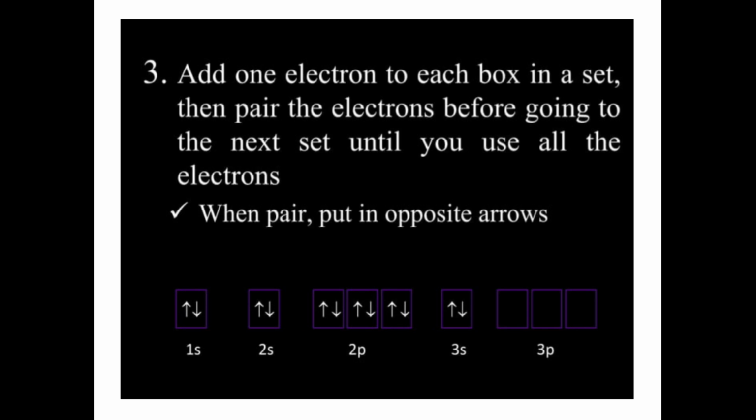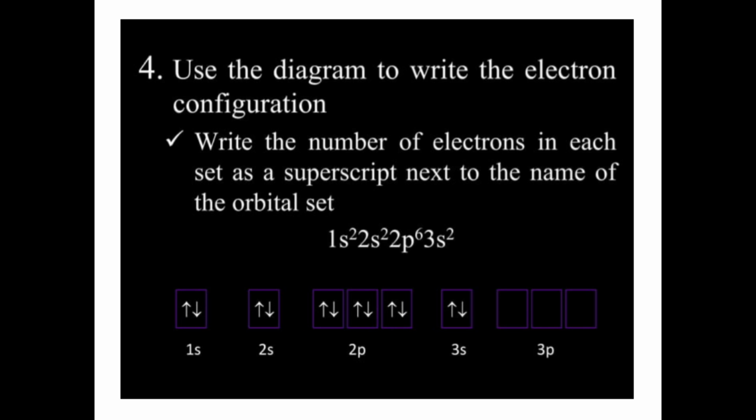Don't forget, you add one electron into each box in a set, then you pair. 1s is a set of a box, generally you add one pair. 2s is another set, one pair. 2p is another set, 1 1 1, then you pair 1 1 1, making 6. 3s is another box, 1, then you pair. Don't forget. And then of course it gives us 1s2, 2s2, 2p6, 3s2.